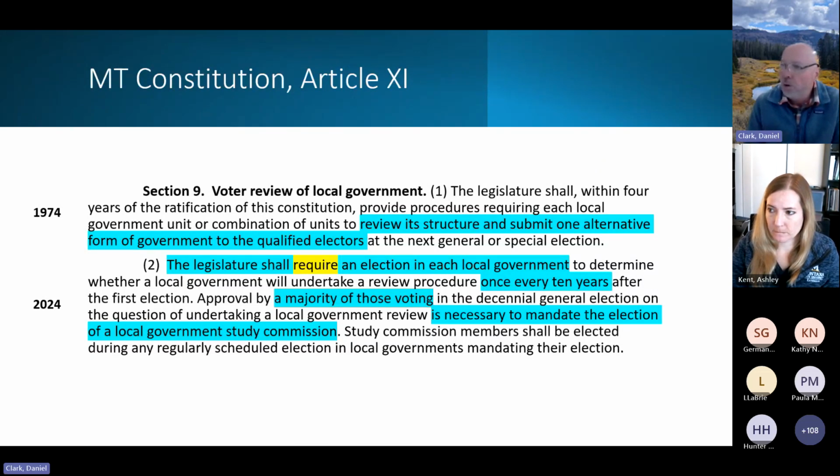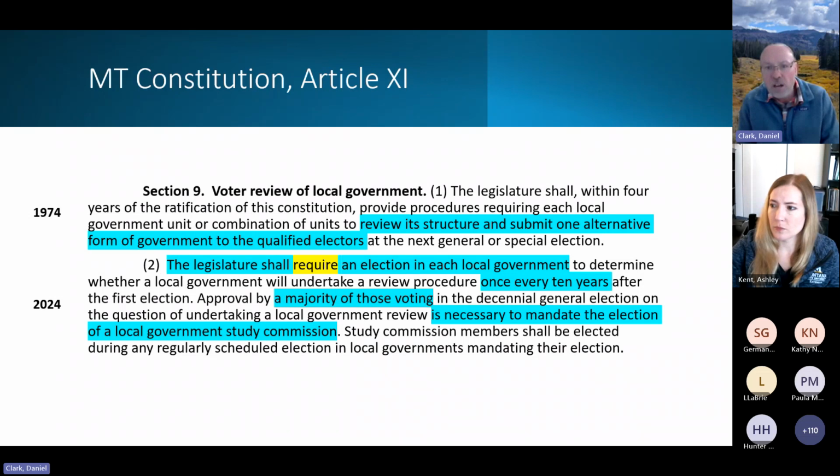So the approval of the majority of the voters of the decennial general election on the question of undertaking the local government review is necessary to mandate the election of a local government study commission. So if the voters vote yes, we want to do a voter review, that triggers the need to elect study commissioners. And these study commission members shall be elected during a regular scheduled election of the local government mandating their election. So basically what we're doing is we're saying, yes, we want to study our form of government, and we are going to elect all local citizens to be the study commissioners.